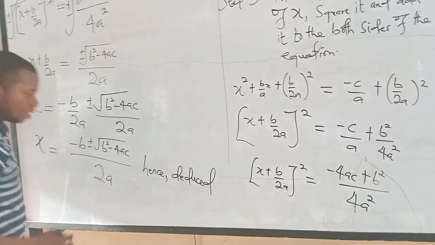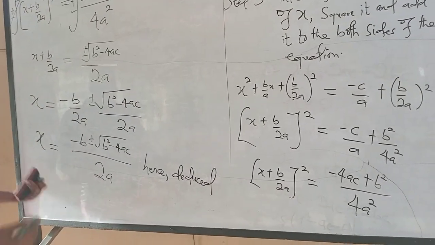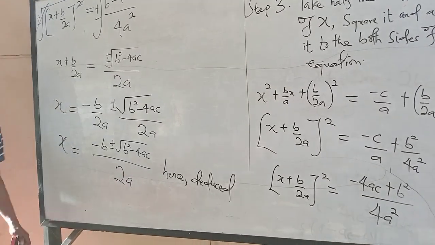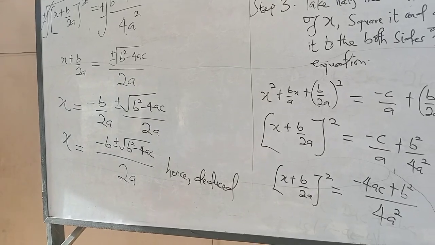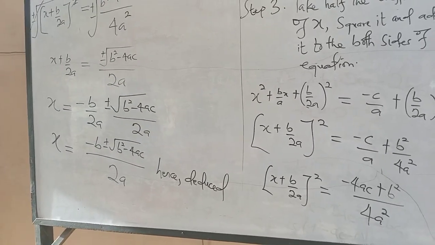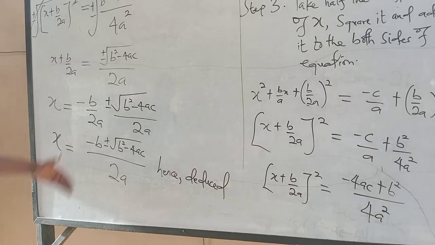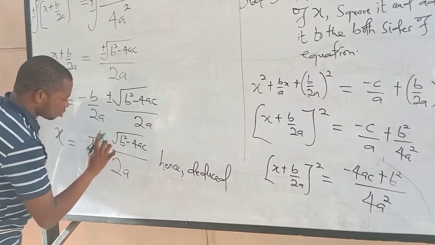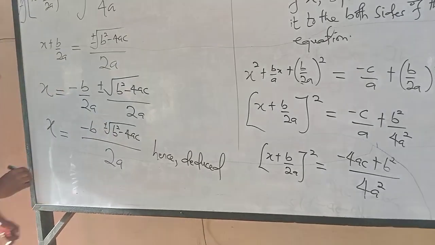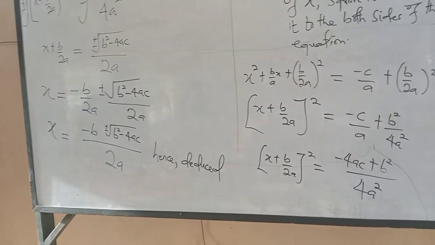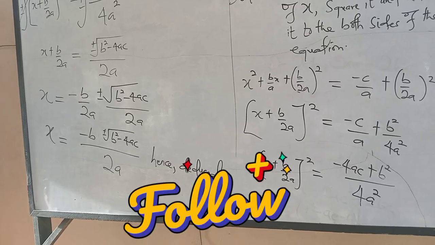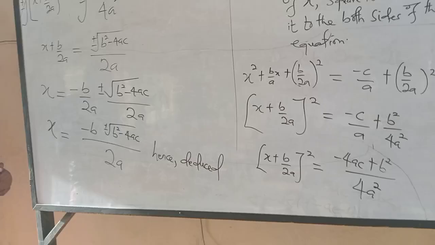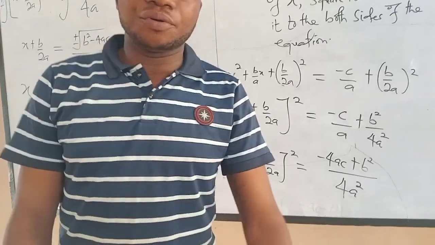Deduced, that is to say, derived or proven. So this is the popular formula which African students call the almighty formula, and the formula is minus b plus or minus the square root of b squared minus 4ac all over 2a. Mind you, this plus or minus is supposed to be here. Yes, this is a formula that is globally accepted.